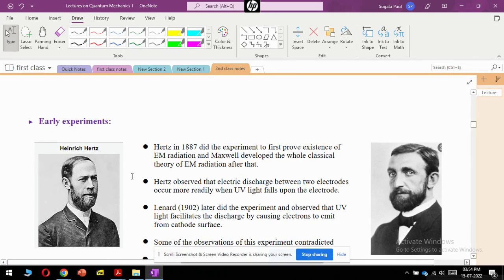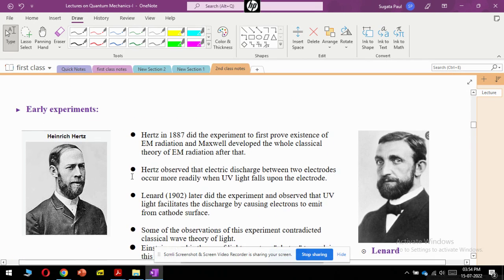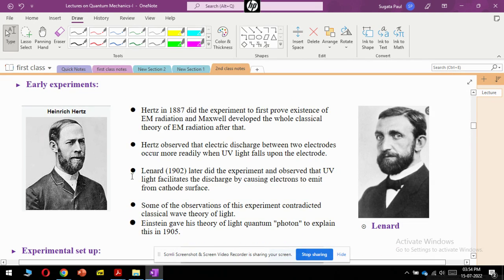we describe the experiment that was first conducted on this photoelectric effect from the earlier times. So this is a brief historical background describing where it all started. So basically, this man is Heinrich Hertz. For the first time in 1887, he did an experiment with two electrodes to prove that electromagnetic radiation actually exists. And based on his experimental results, later Maxwell, another scientist, developed the classical theory of electromagnetic radiation.